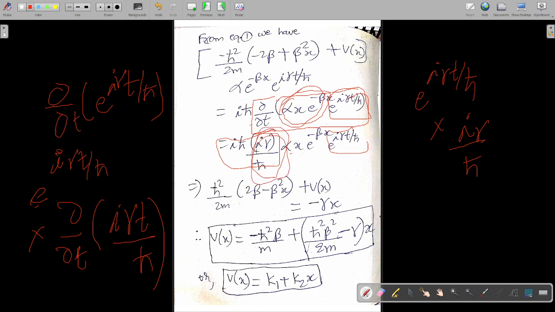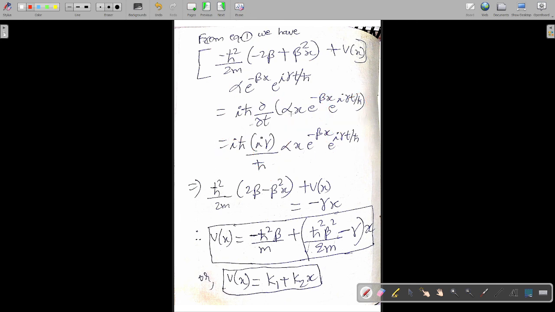How did this come? I told you. After further simplification, this term is going to cancel out from the LHS and RHS. Which term is going to cancel out? Alpha e to the power minus beta x. This term is cancelling. So you are left with this, and after that you can clearly find v of x. So you found v of x, and you got this expression.